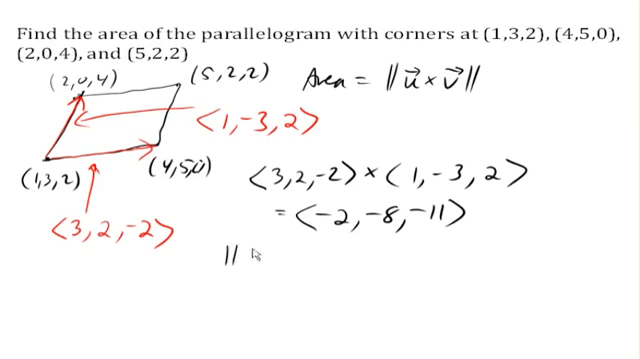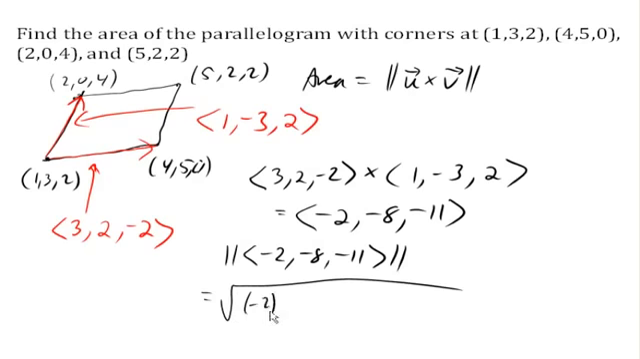So we need the magnitude of this vector, which will be the square root of (-2) squared plus (-8) squared plus (-11) squared. So that'll be the square root of 189, and that will be the area of this parallelogram.